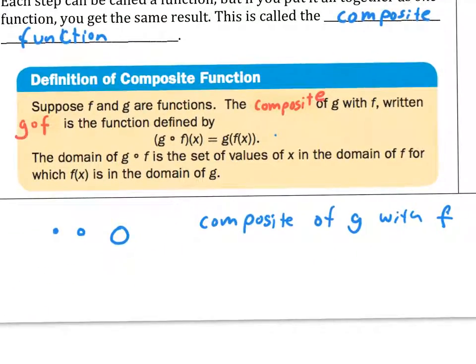Gets complicated. Now here's the most favorite sentence in the history of this class you will ever know. The domain of the composite of g with f is the set of values of x in the domain of f for which f of x is in the domain of g. Oh, that's beautiful. Hashtag what?